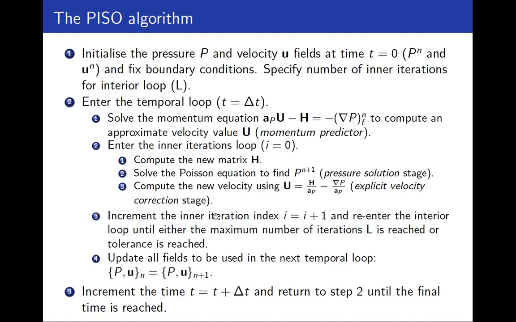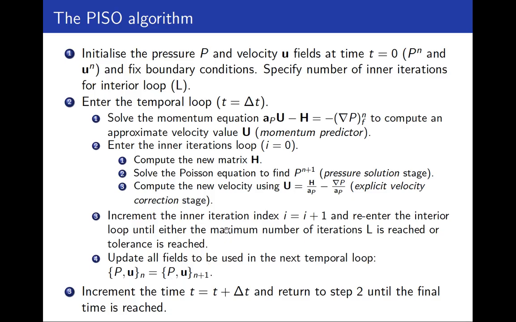And then you increment the inner iteration index I by 1, and then you re-enter the interior loop until either the maximum number of iterations L is reached or a tolerance is reached. So you will repeat these 3 steps as many times as you have specified at the beginning, or until a specified tolerance is reached. And then once you either reach the maximum number of iterations or the tolerance is reached, then you update all the fields to be used in the next temporal loop.